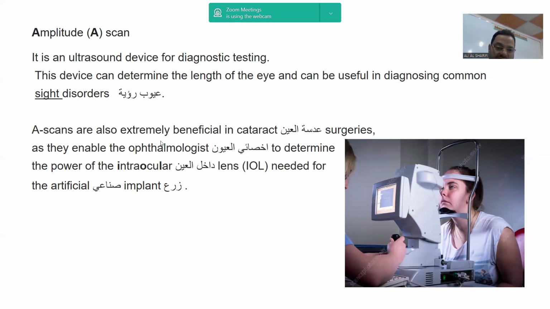A scans are also extremely beneficial in cataract surgeries, as they enable the ophthalmologist to determine the power of the intraocular lens needed for the artificial implant. Here it's important: when working in this field, artificial implants, the A-scan ultrasound device is a good choice for dealing with situations like this.